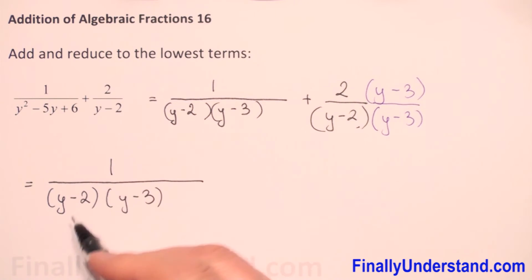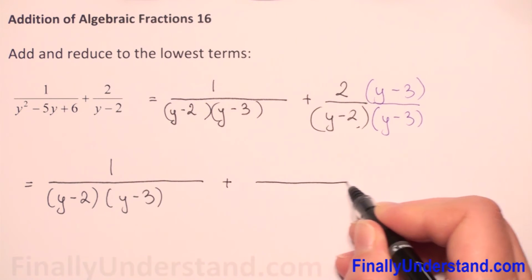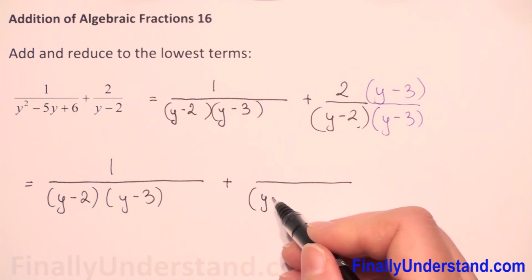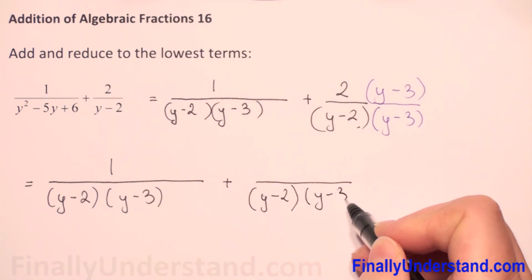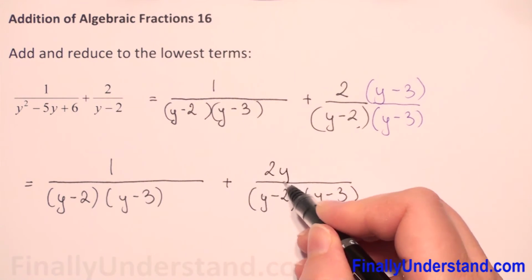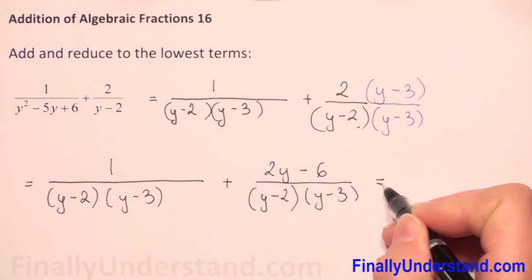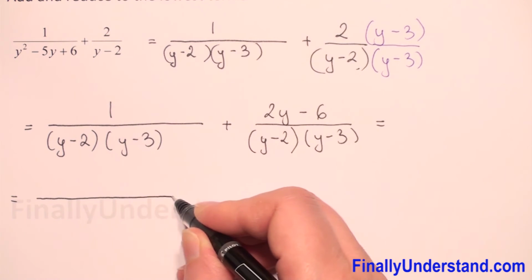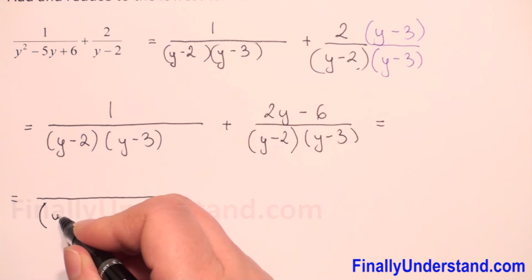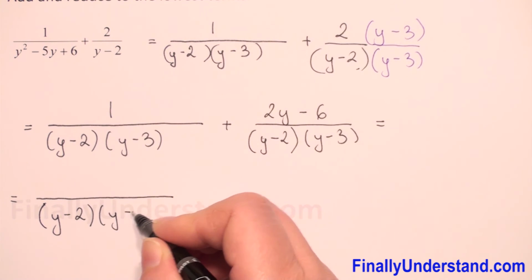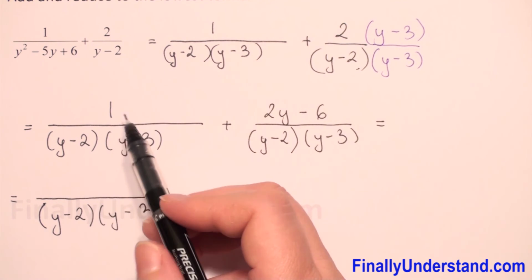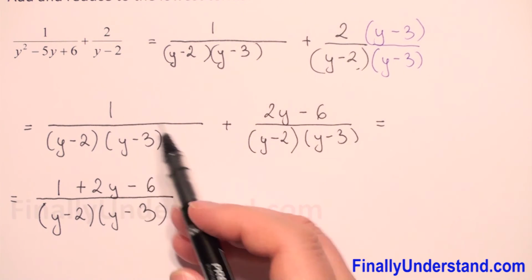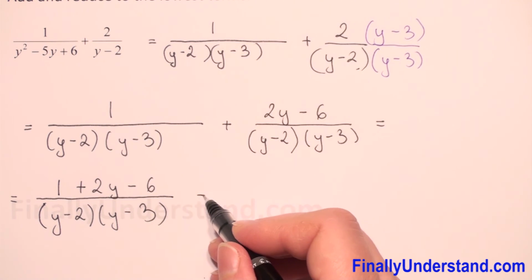So first we copy, and in the second we have to do multiplication in the numerator. Denominator we just copy. So 2 times y is 2y, 2 times negative 3 is negative 6. And now when we have the same denominator, we can add these two algebraic fractions. Denominator we have to copy, and we have 1 plus 2y minus 6. We just add numerators.